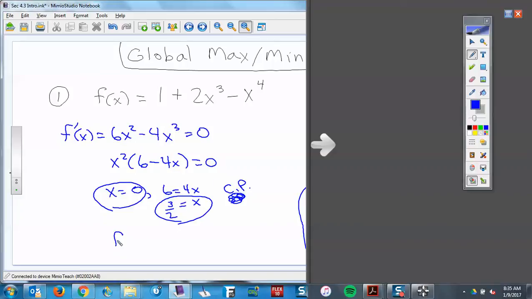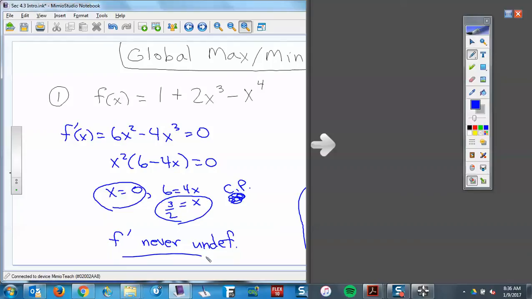Now, what I would say is you should also then say never undefined. We need to do our list of candidates. You've got to show me in these problems that you're checking all 3 of these places. So we've just shown by our work that we're checking where f prime is 0. We've just shown by writing down that f prime is never undefined. And then we got our endpoints.